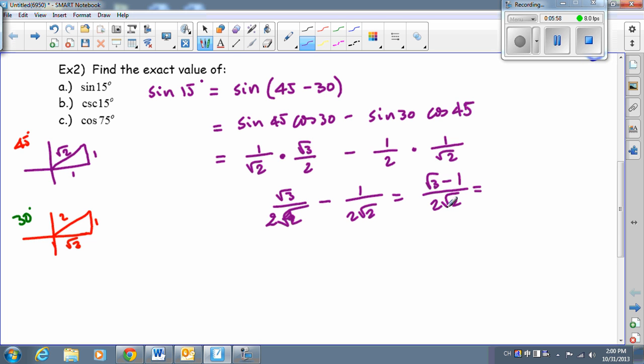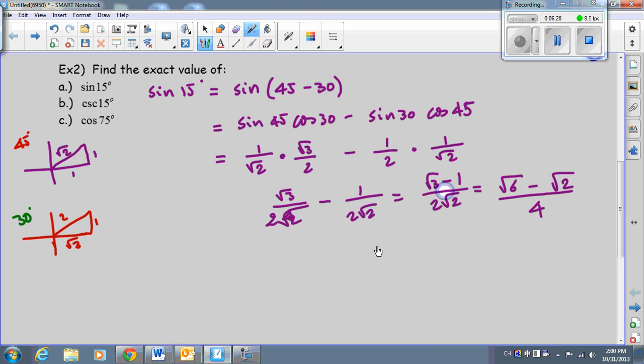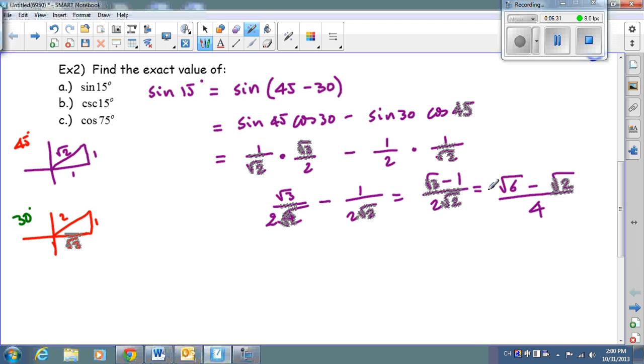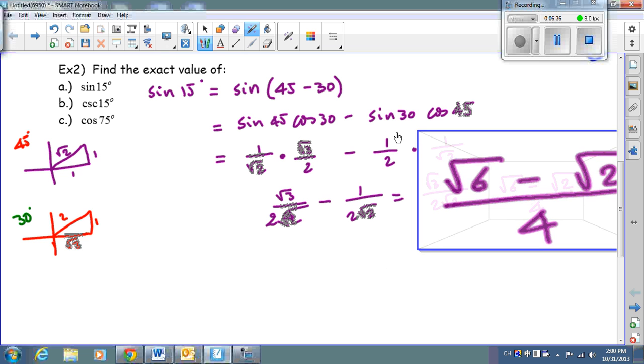And if you go further, you will multiply top and bottom by square root of 2. You should end up with square root of 6 minus square root of 2. Once again, you do not have to make it fancy. I meant minus. That's a little mistake there. And everything over 4. Either or, I would definitely accept this answer. And I can also accept this answer. So it's up to you which answer you want to pick.